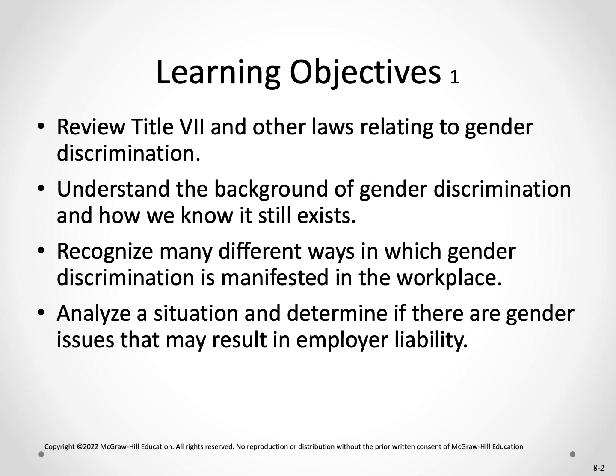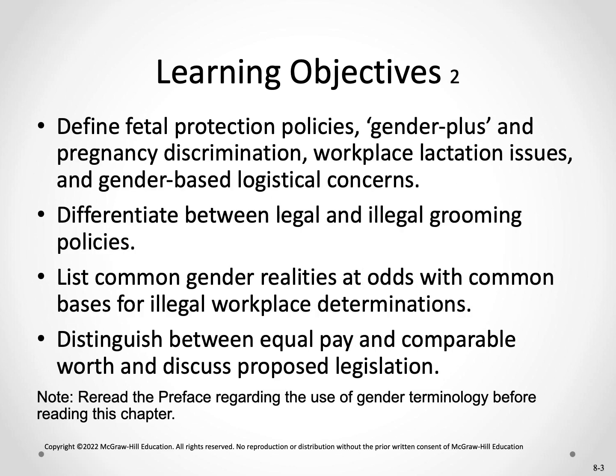Number 4, we're going to analyze a situation and determine if there are gender issues that may result in employer liability. So part of what I want you to be doing in this chapter is really understanding different scenarios and determining if there are gender discrimination issues. Number 5, we're going to define fetal protection policies, gender plus and pregnancy discrimination, and workplace lactation issues, as well as other gender-based logistical concerns.